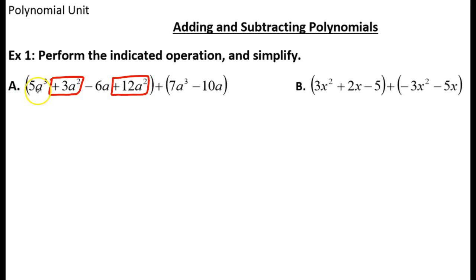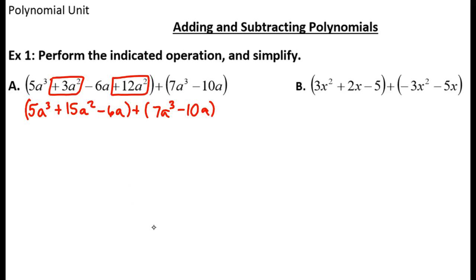Again, I can't combine it with a to the third because it doesn't have the same exponent. Just like I can't combine it with negative 6a because it only has 1 as an exponent. So when I simplify this, I'm going to write it in standard form. So that's 5a to the third power. 3 plus 12 is 15a squared minus 6a. And I'm going to put the parentheses back around that, added with 7a to the third power minus 10a.